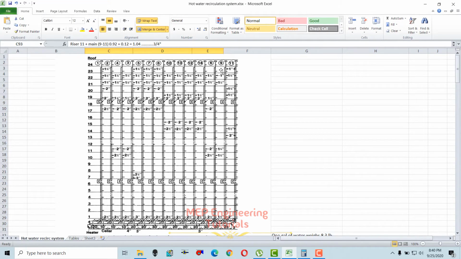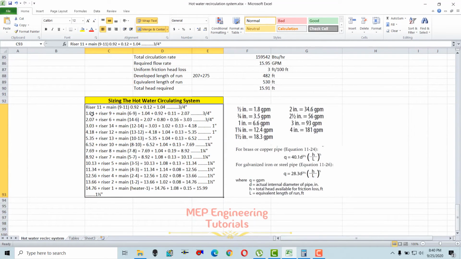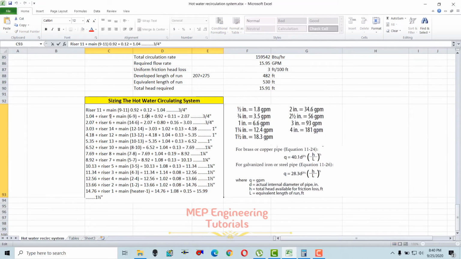So if you see, the second one is riser 9. We have to add this value also, which we calculated earlier. This first value which we have calculated here, plus riser 9 GPM value, plus between sections riser 6 and 9. So if you check the previous value which we'll add, that is 1.04, which we have right in here, plus riser 9 plus main 6 to 9.